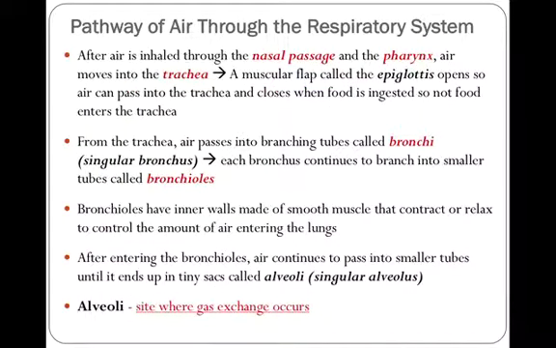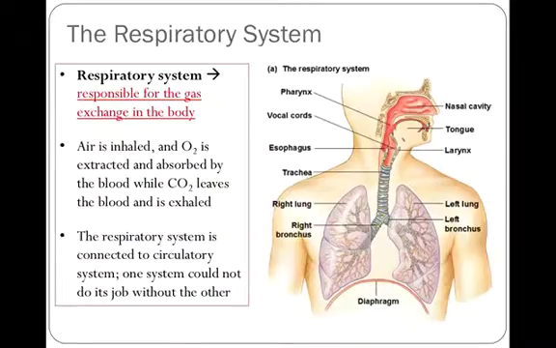Okay, so I said we're going to need to know the pathway. This is basically how it works. You take a deep breath and air goes in through your nose and then through the pharynx and then right into your trachea. So I'm just going to flip back real quick just to show you how this goes down. So through your nose, your pharynx, and your trachea, which is right down here.